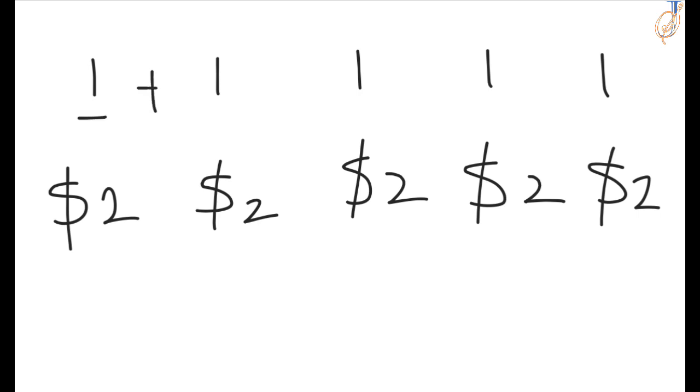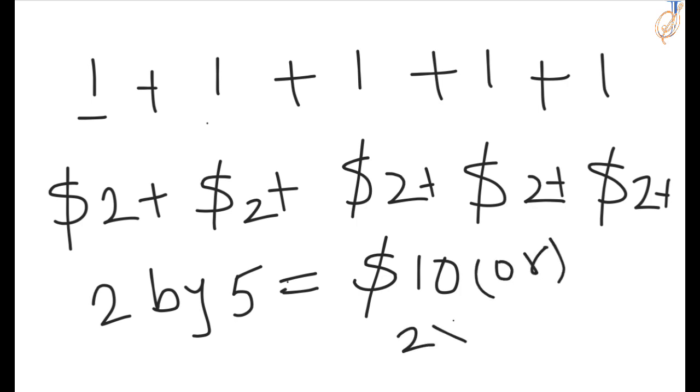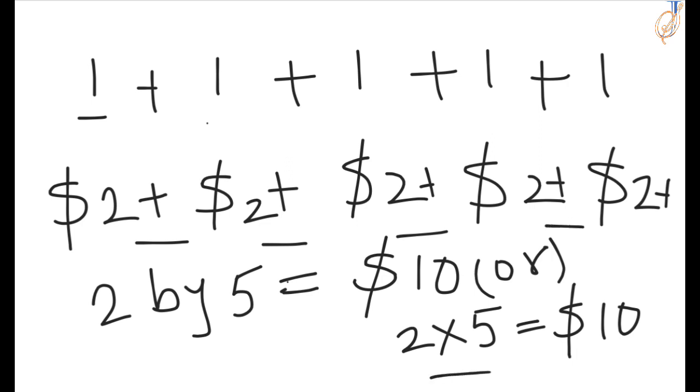So 1, 2, 3, 4, 5 chocolates. If you add these all, you will get $10. If you add 2 five times, you will get $10. Or if you multiply 2 by 5, here also you will get $10. What do you observe here? Repeated addition you can write as a multiplication, right? So therefore we can say that repeated addition is nothing but multiplication.